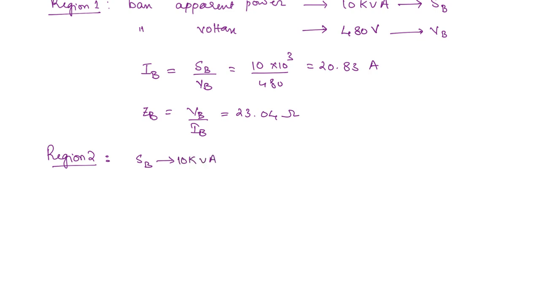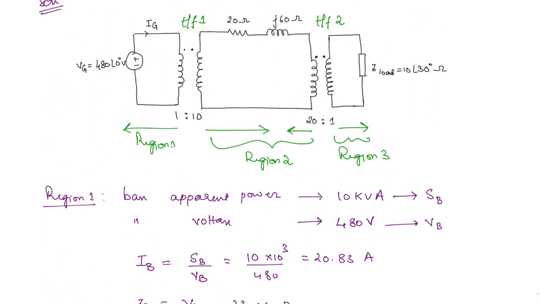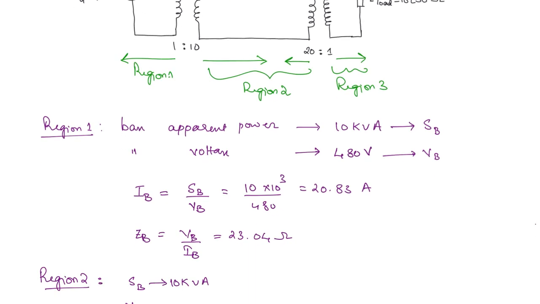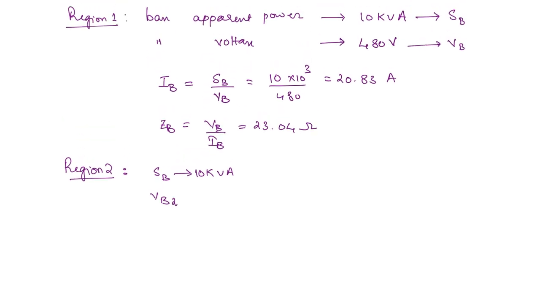Next, in region 2, here also the apparent power, this is going to remain as it is, 10 kVA. What about the base voltage? So here we have the transformer ratio as 1:10. So if 480 volts is the voltage here, then 480 into 10, 4800 is the base voltage on the secondary side. Okay. So here V base is going to be, you can represent this as 2 here, just to differentiate. This is VB1, SB1, IB1, ZB1.